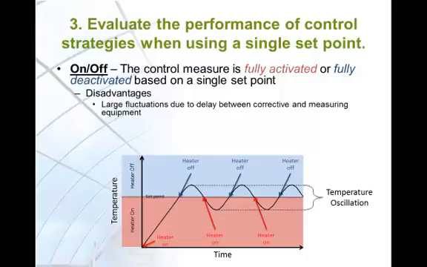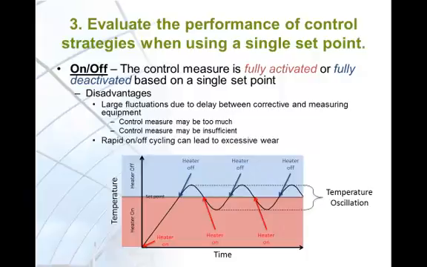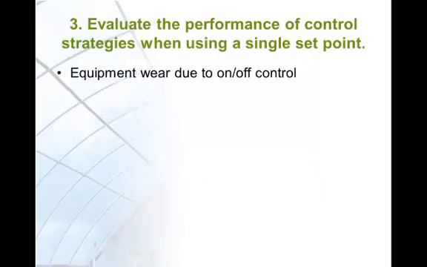So the disadvantages here are large environmental fluctuations due to delay between a corrective and measuring equipment. The control measure, in this case the heater, may be too much. It could also occur that the control measure may be insufficient and it is impossible to reach set point. Also, rapid on-off cycling can lead to excessive wear on equipment. Equipment wear due to on-off control shortens equipment life.